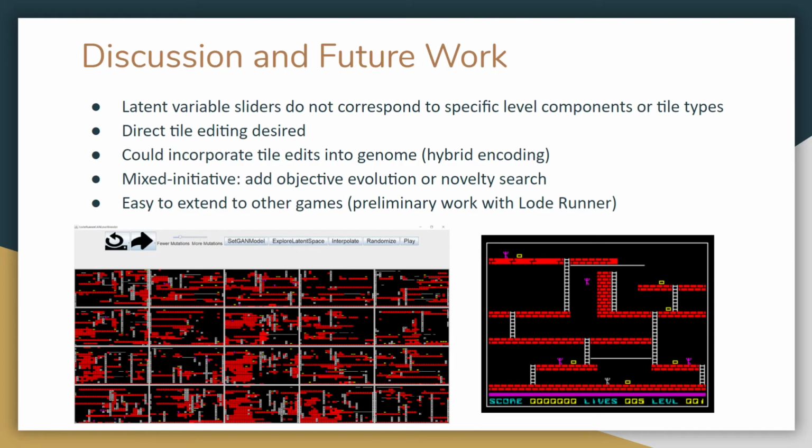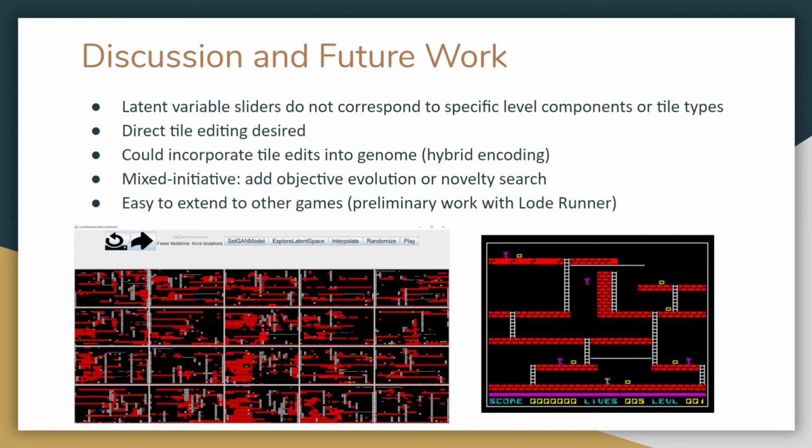Something else which would be nice if this were a production level system would be direct tile editing. And that could easily be added. So the idea would be that you use evolution or latent exploration as a brainstorming starting point just to get some ideas, and then once you have something close to what you want, you tweak it a little bit by editing individual tiles, and then there you are.